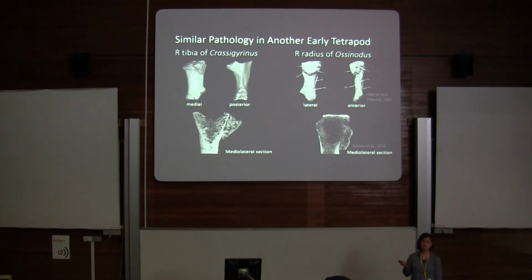So I looked at other early tetrapod literature, and I found a very striking similarity in the proximal radius of Oceanotus. Oceanotus is also an early tetrapod, about 10 million years older than Crassigyrinus, but with a similar depositional context.